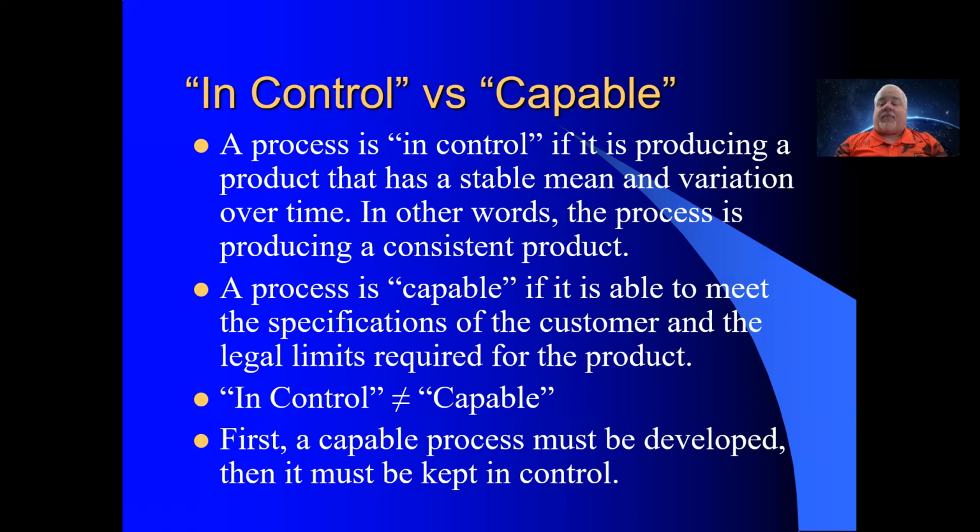Let me give you a second example. Let's say I'm making ball bearings, and my machine is capable of making ball bearings to within 1/1000th of an inch. Great. If I can keep making ball bearings that are stable plus or minus 1/1000th of an inch, my process is in control.